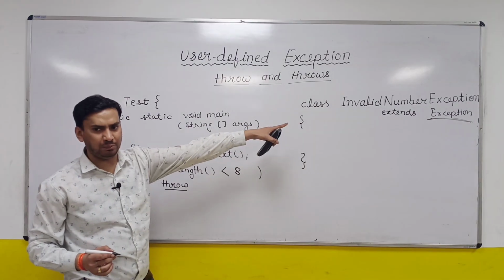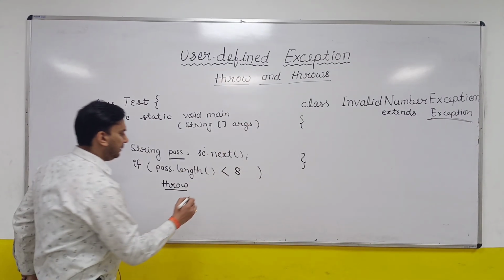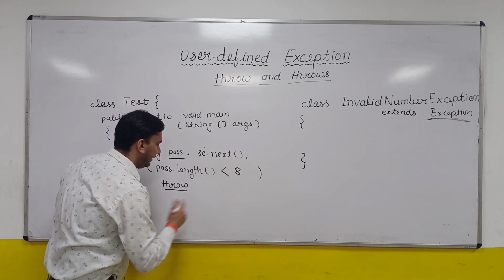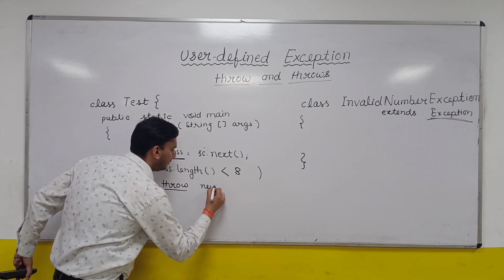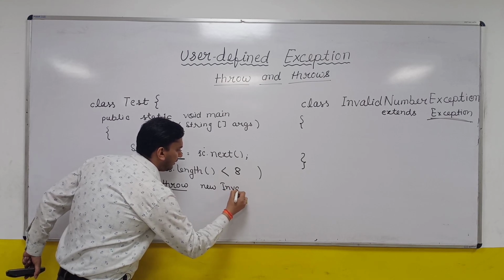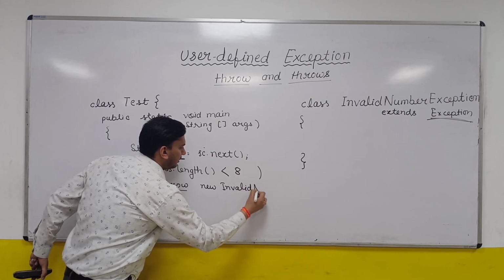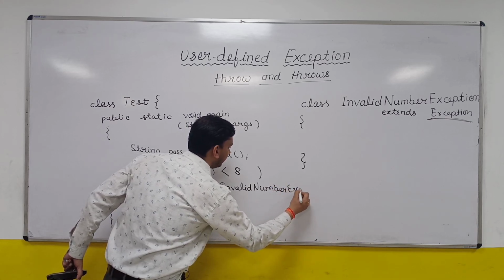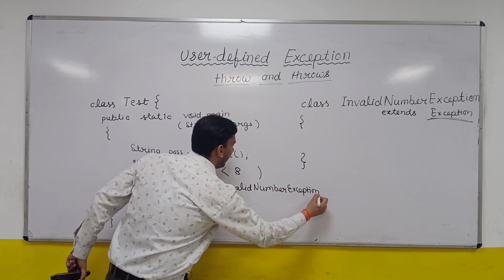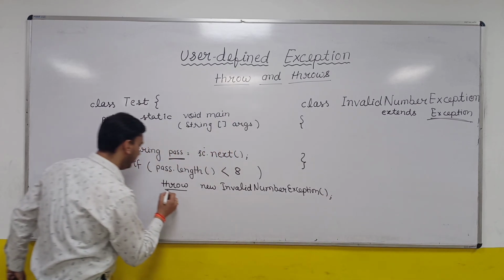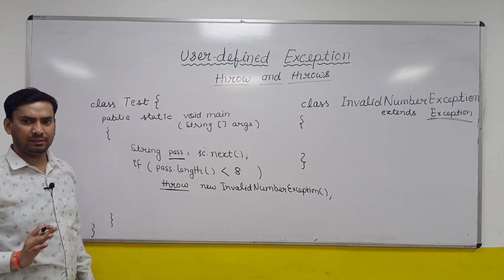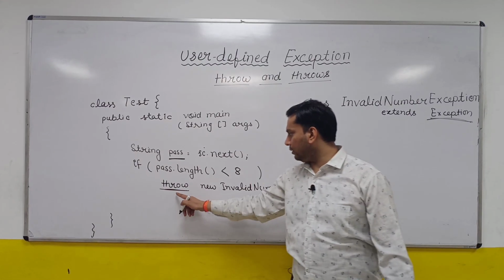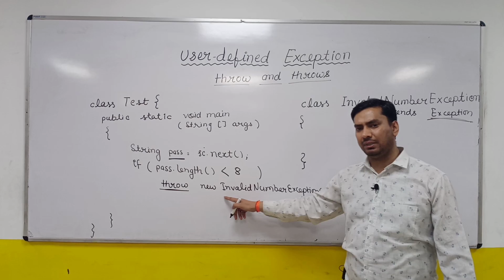So I can create the object of InvalidNumberException. So I will write here throw, and I will create an object: new InvalidNumberException. So this is how I have created the object, and I have used the throw keyword to throw that object. Right? So this is very simple. You can throw the object of any class which is a subclass of Throwable.